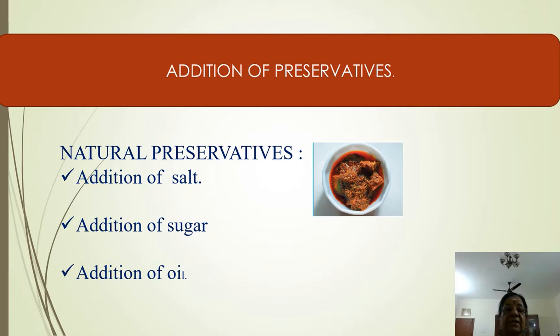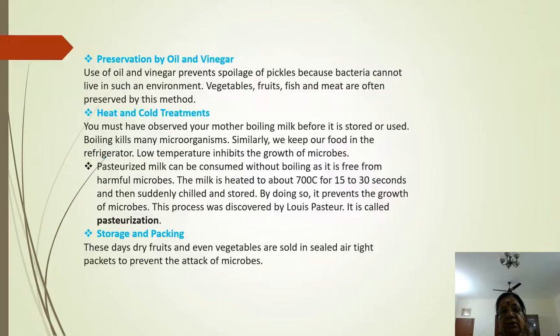சரியா? Whereas addition of sugar, it is for jam and jelly. For jam and jelly we add sugar. So these are natural preservatives: salt, sugar and oil. Whereas what is that synthetic preservative வந்து sodium metabisulfate, அடுத்தது பார்ப்போம். Sodium metabisulfate and sodium benzoate, அது அடுத்ததுல பார்ப்போம். You just understand.